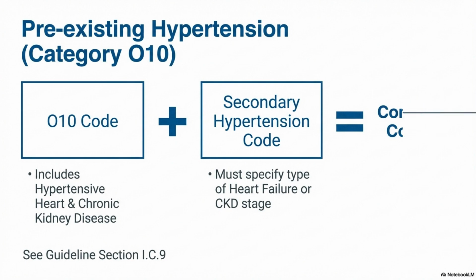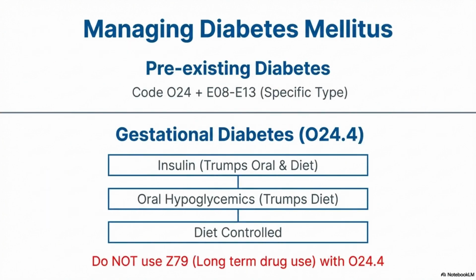renal status. For gestational diabetes, code assignment is based entirely on the method of control. The provider's documentation should clearly indicate whether the condition is insulin-controlled, managed with oral hypoglycemics, or diet-controlled. Each of these has its own specific O24.4 subcategory, so accuracy depends on capturing the exact management approach.